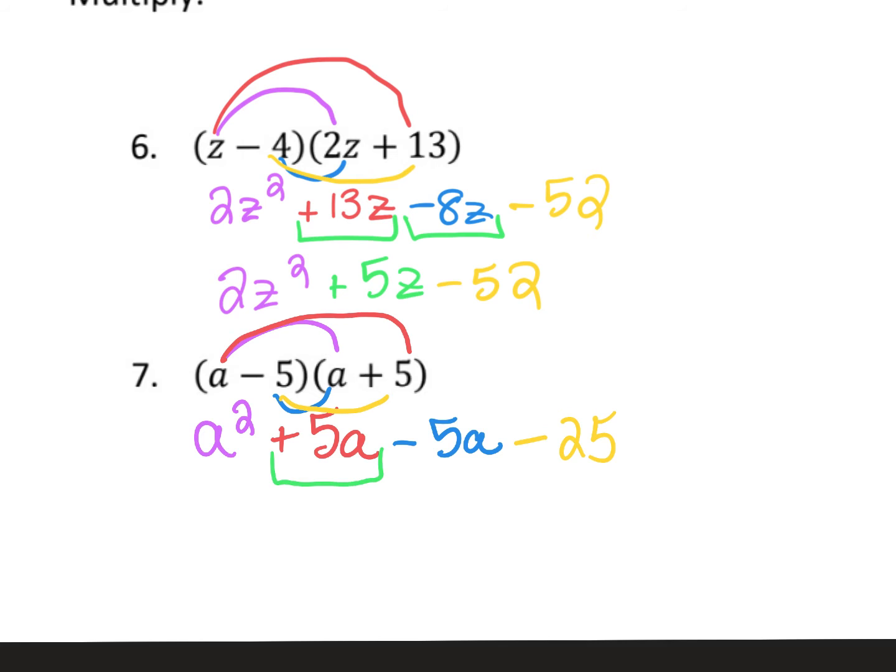So combining these like terms, we have a positive 5 and a negative 5. So those just cancel out. So we're left with a squared minus 25.